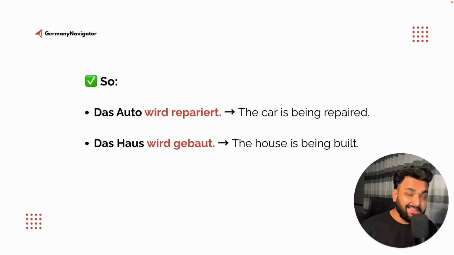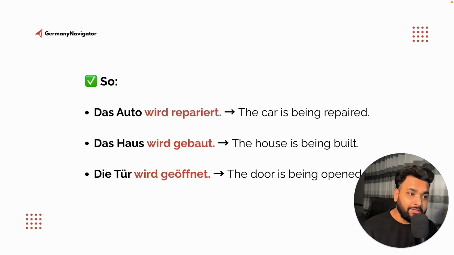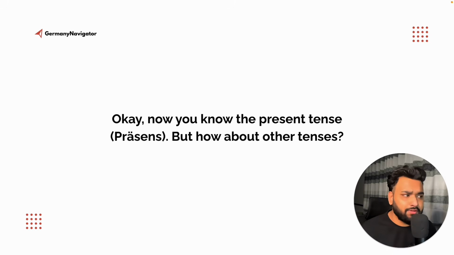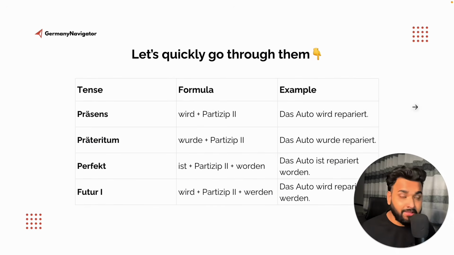Das Haus wird gebaut means the house is being built. And die Tür wird geöffnet means the door is being opened. We are only focusing on the thing being made or being done. Now let's continue with the third part of this video, which is passive in different tenses. Okay, now you know the present tense, but how about other tenses? Let's quickly go through them.